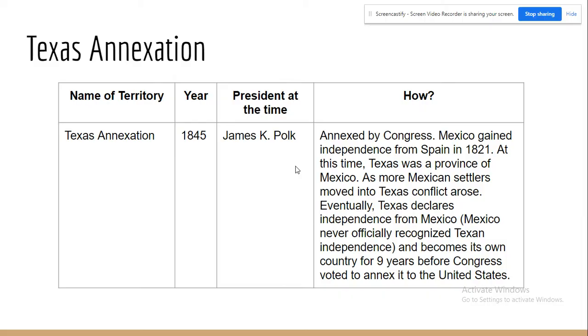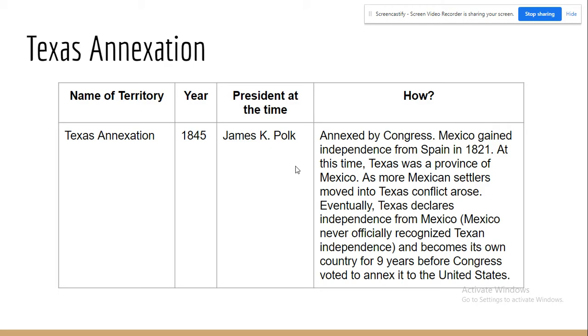And the reason why Congress wanted to vote to annex Texas into the United States is because Texas is full of rich, fertile farmland, and all of those southern planters in Alabama and Mississippi and Georgia and the Carolinas, they're all starting to run out of viable land to produce cash crops. So they start looking west, and that includes the area of Texas.